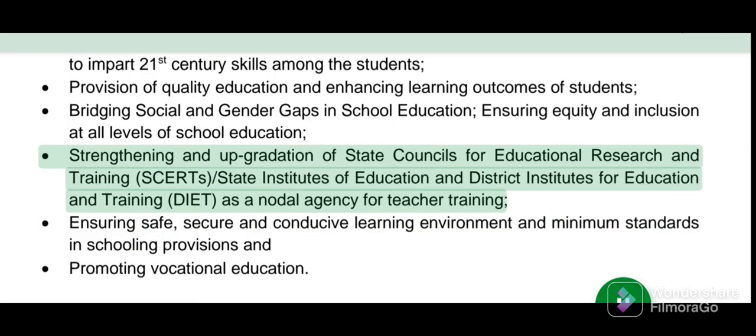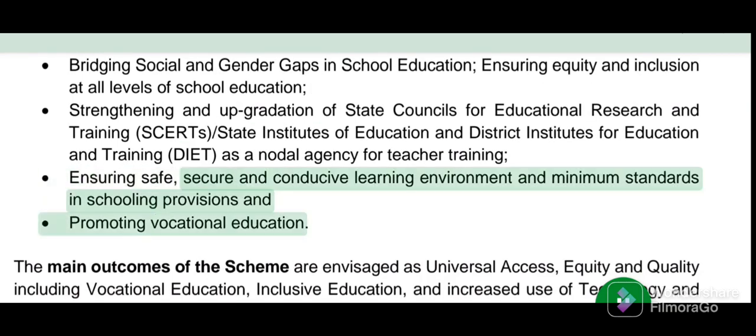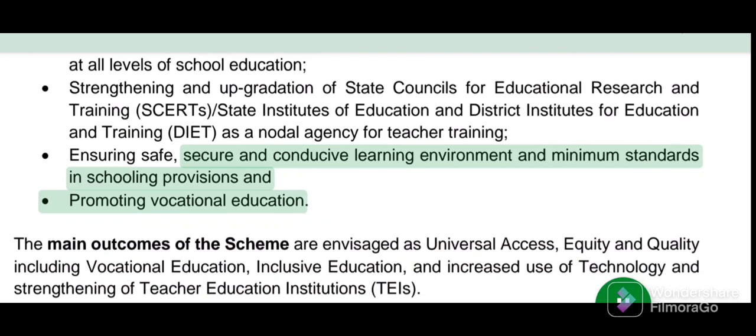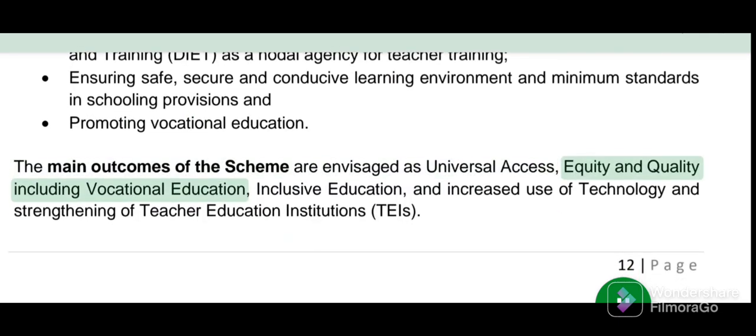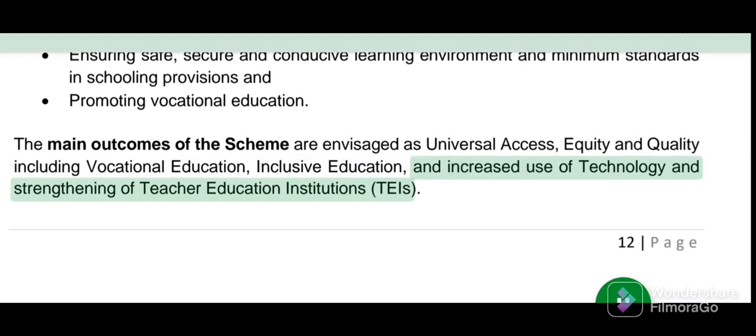Strengthening and upgradation of State Councils for Educational Research and Training (SCERTs), State Institutes of Education and District Institutes for Education and Training (DIET) as a nodal agency for teacher training. Ensuring safe, secure and conducive learning environment and minimum standards in schooling provisions and promoting vocational education. The main outcomes of the scheme are envisaged as universal access, equity and quality including vocational education, inclusive education, and increased use of technology and strengthening of teacher education institutions (TEIs).